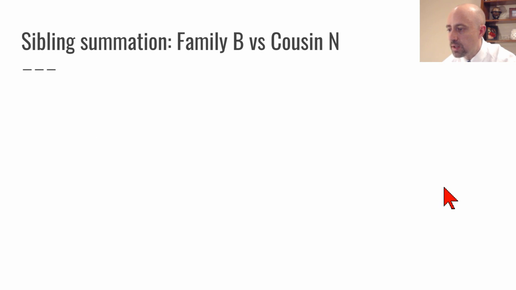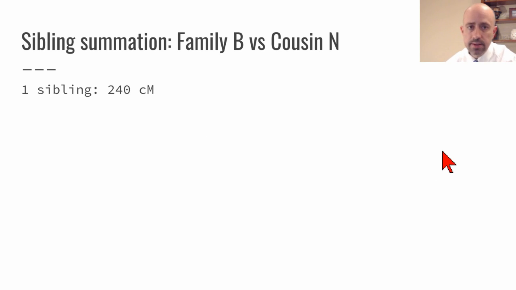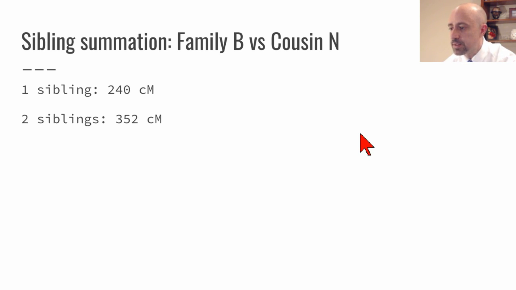So in this case, again, if we had only tested one of these siblings, we might be stuck with 240 centimorgans, and that would be all that we know. But since multiple siblings were tested, we can take a look at what sibling summation does as we increase the number of siblings included in the sibling sum. So with two siblings, in this case, we get up to 352 centimorgans. So with two siblings, 352, we get that number through the process of sibling summation.